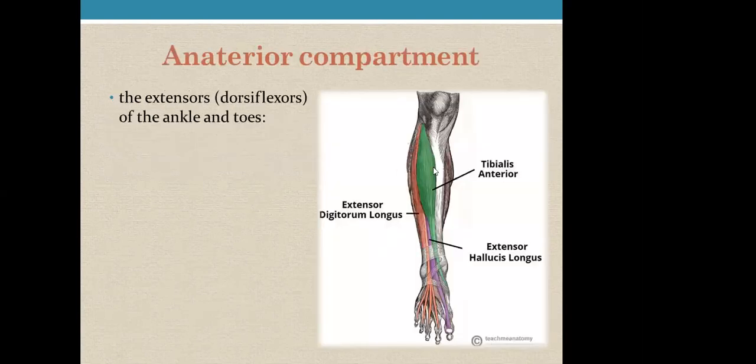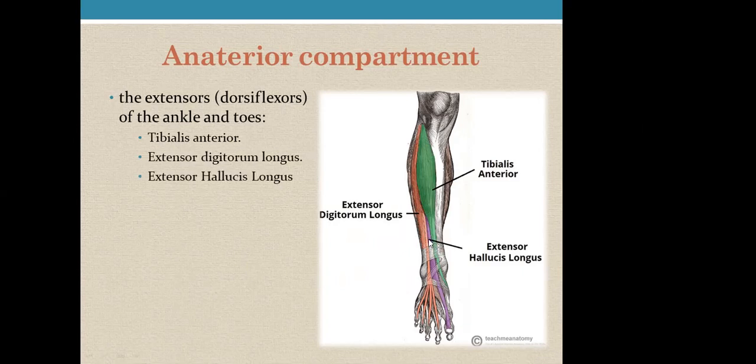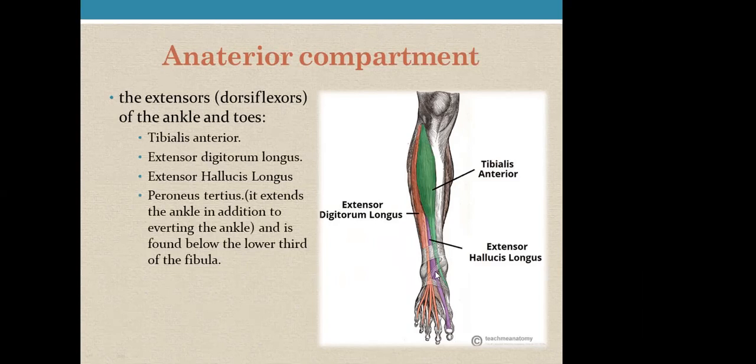This is the anterior compartment, which is also the extensors or dorsiflexors, if we are talking about the ankle and toes. Consists of tibialis anterior, extensor digitorum longus, extensor hallucis longus, and peroneus tertius, which extends the ankle in addition to everting the ankle, is found below the lower head of the fibula. It's right here.